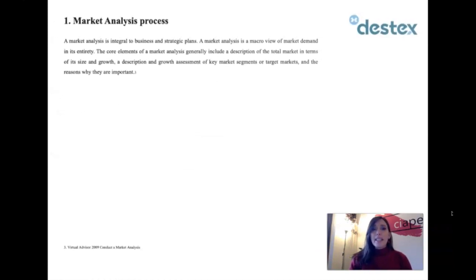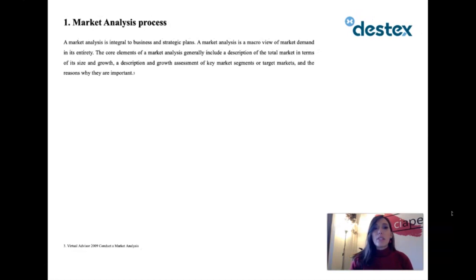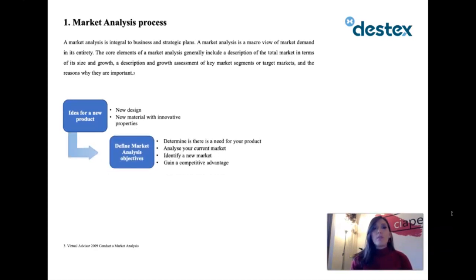A market analysis is integral to business and strategic plans. Starting from the idea for a new product or a new design, we need to define the objectives of our market analysis, for example, to assess the real needs for our product in the market.